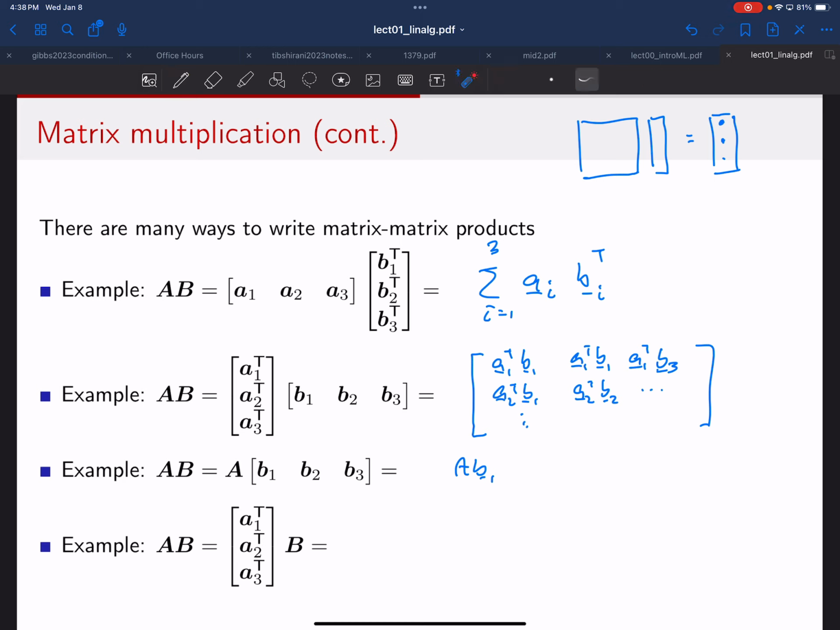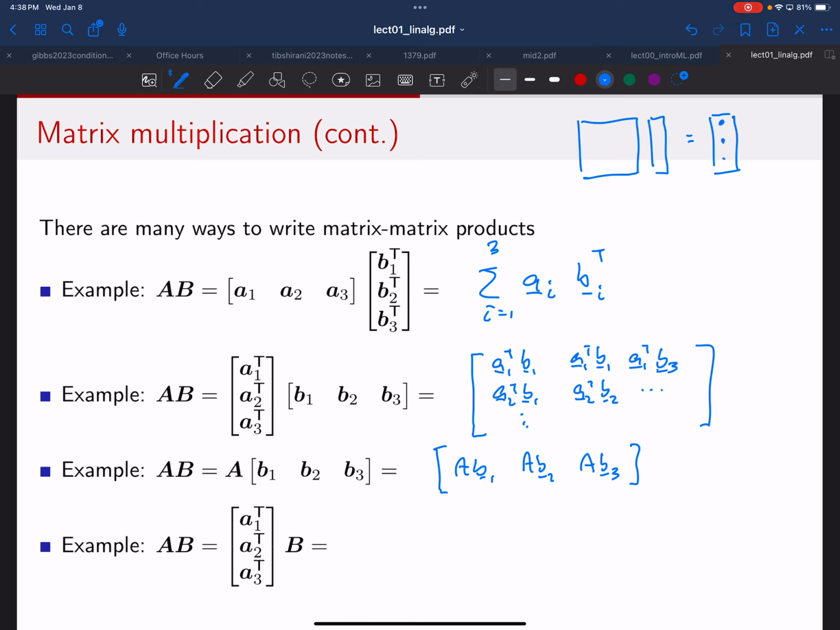So really this is the first column in this matrix. So let's put it as the first column. And so now what's the second column in the matrix? A times B2, exactly. And finally, A times B3. Right. Good. And then we have one more.